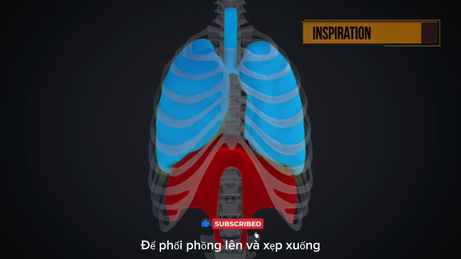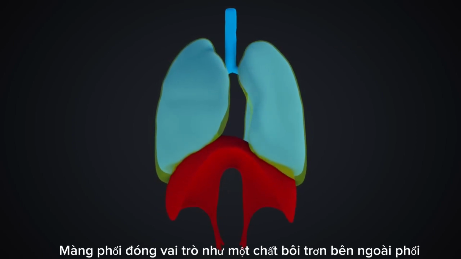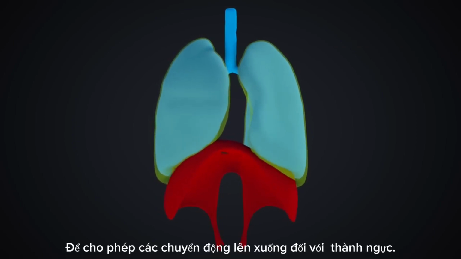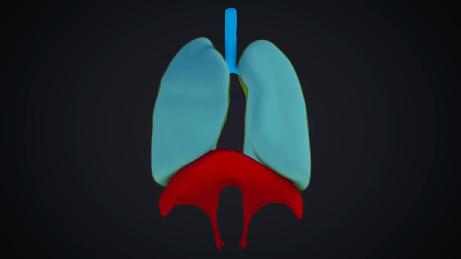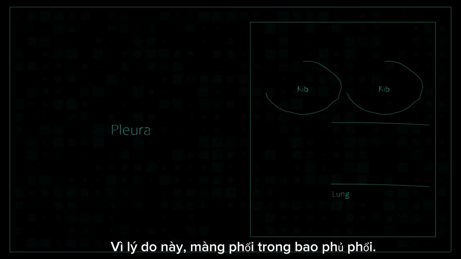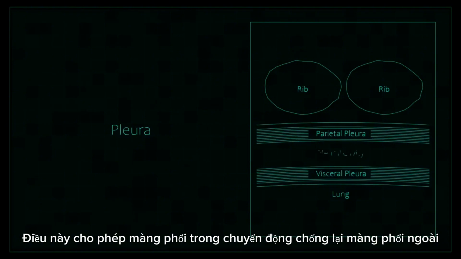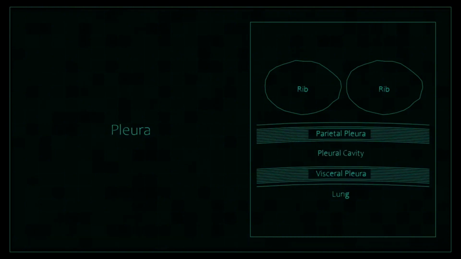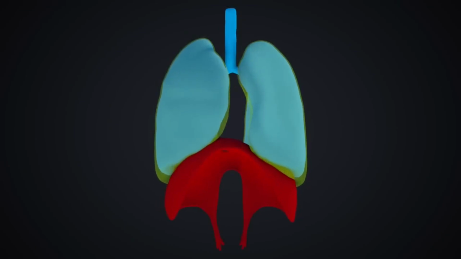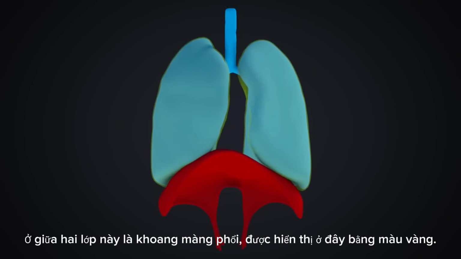In order for the lungs to inflate and deflate, the body has a pleura. The pleura serves as a lube outside of the lungs to allow for up and down motions against the chest wall. For this reason, the inner pleura covers the lungs. The outer pleura lines the rib cage and diaphragm. This allows the inner pleura to shift against the outer pleura. Between these two layers is the pleural cavity, shown here in yellow.